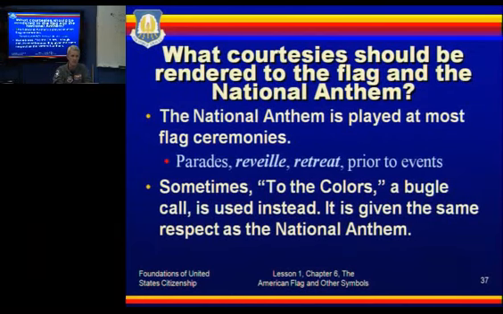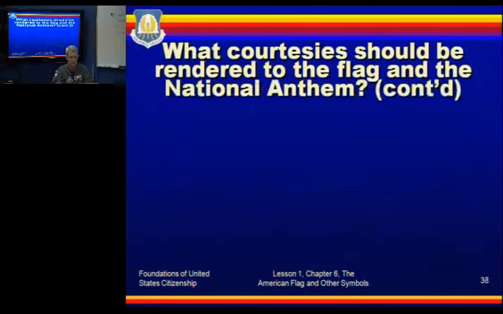Yes, sir? That in Boy Scouts. Yeah, in Boy Scouts, you're right. I'm an assistant scoutmaster. They salute the flag when they're doing it. You're exactly right. It's individual traditions.